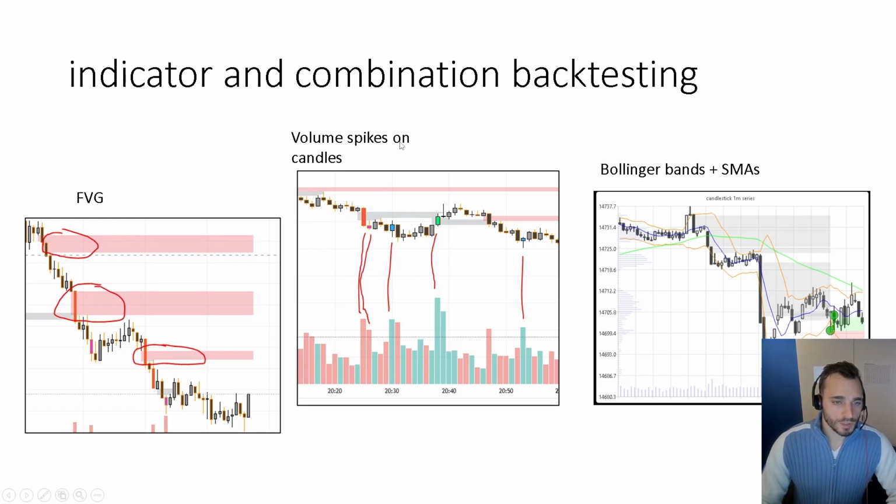More examples. So backtesting with some indicators and some combinations of indicators. For example, I picked out some fancy indicators. We have the fair value gap. This is where whenever the market quickly moves and there is some kind of gap which is not closed. We have volume spikes on candles, which might have any kind of impact. And we have Bollinger bands and SMAs, like very classic.